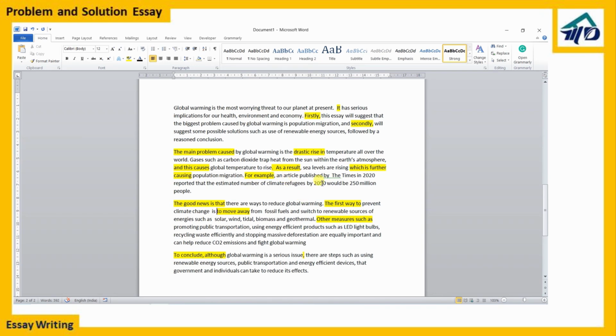So you need to make sure that you have like 10 to 15 uncommon vocabulary words. Okay. At least 7 to 8 topic specific connecting words. As a result, which is further, then this causes, consequently also you can write, because of that also. So that's all, guys, about this essay. I hope you got the idea behind the problem and solution essay. Now we will do the advantage and disadvantage essay. So that's all, guys. Thank you very much.